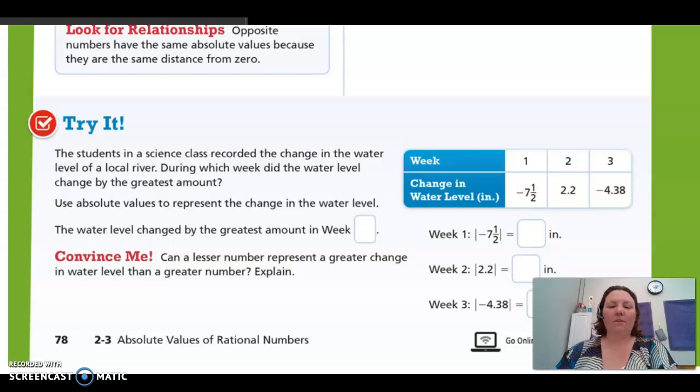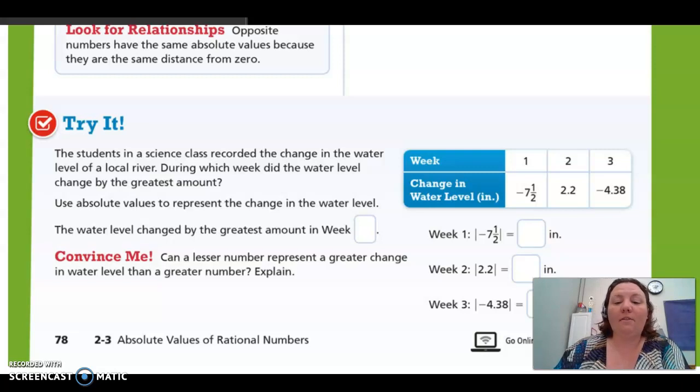So we recall from 6th grade that an absolute value refers to the distance away from 0. It doesn't matter that our rational number in week 1 is a fraction, and in week 2 is a decimal, and in week 3 is a negative. Rational numbers just mean they can be written as fractions, which means we have two options.